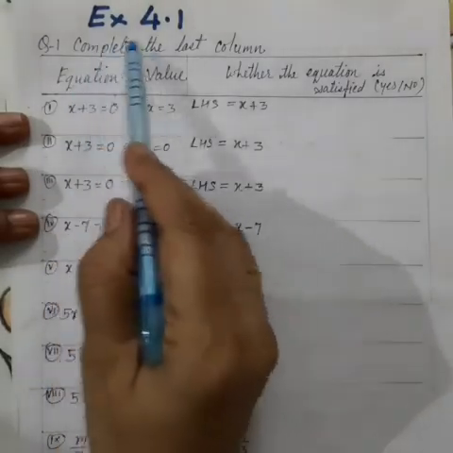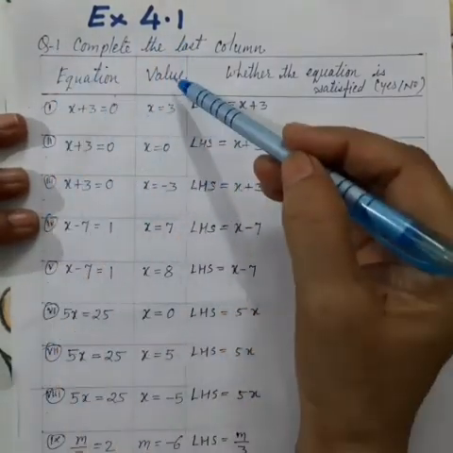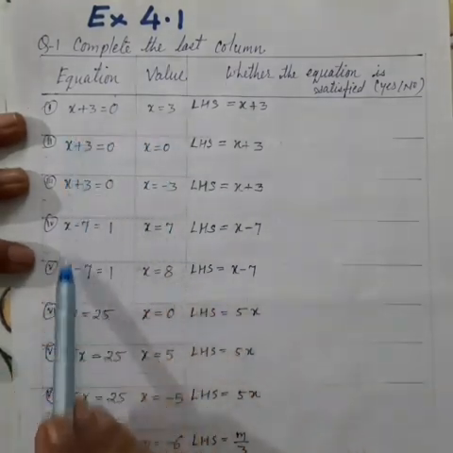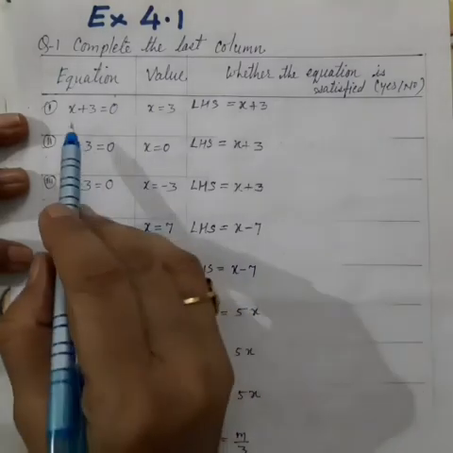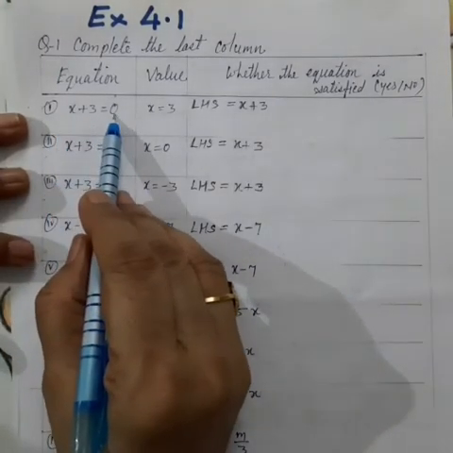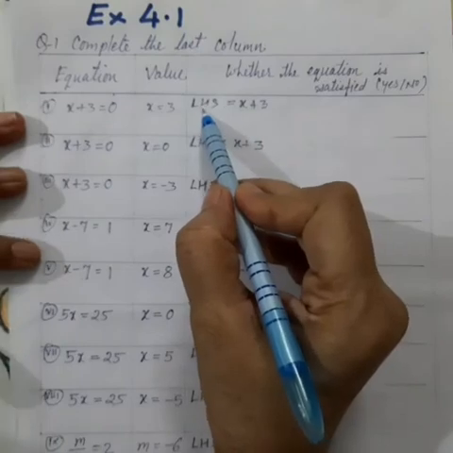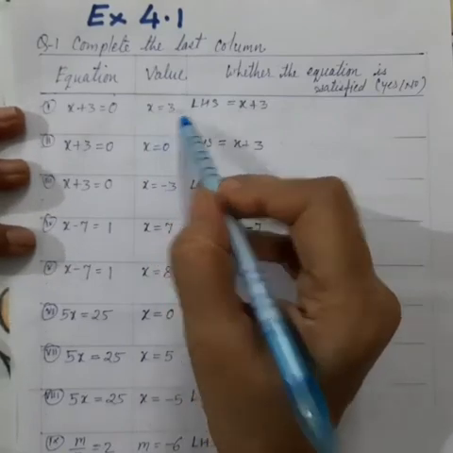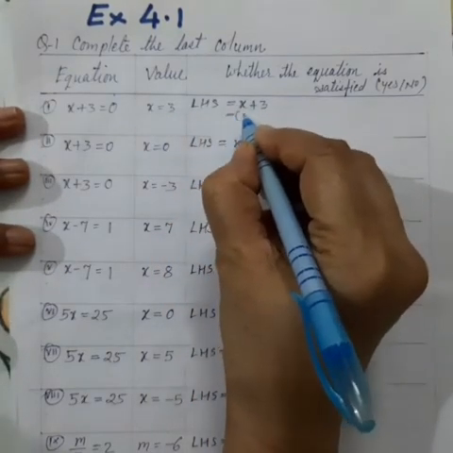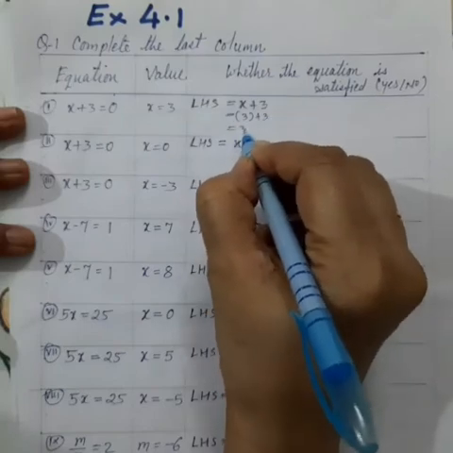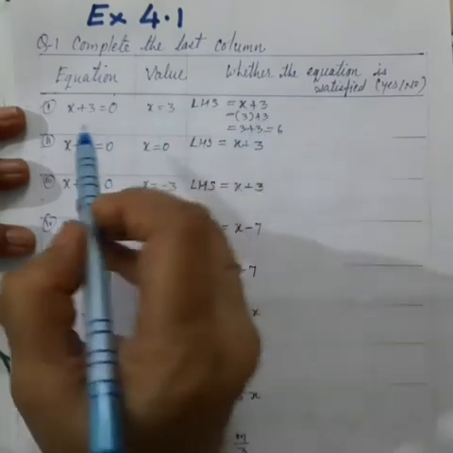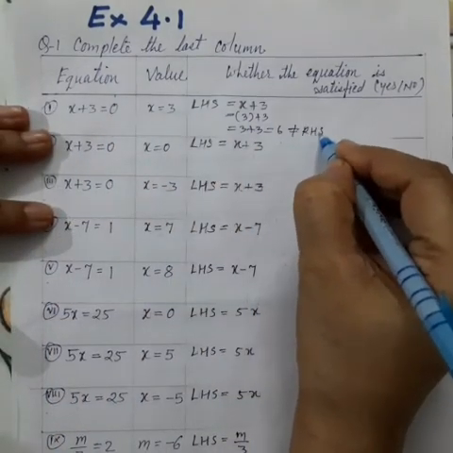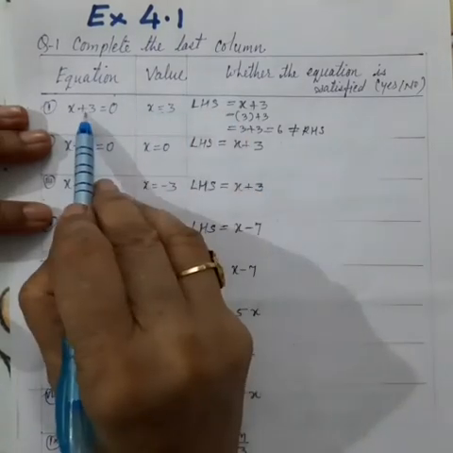Coming to exercise 4.1, question 1. Here values of variables are given, and we have to check whether these are the solutions of these equations or not. So for the first one, this is the left hand side and this is the right hand side. Let us take the left hand side first. The left hand side is x plus 3 and the value of x is given as 3. So at the place of x put 3. 3 plus 3 we are getting 6. But here our right hand side is 0. So it is not equal to the right hand side. So this is not the solution of this equation.